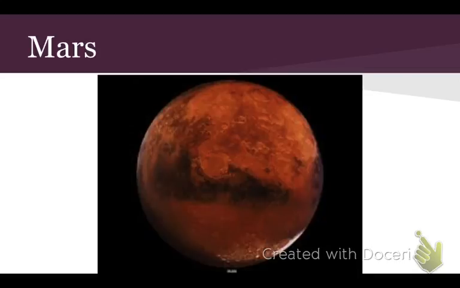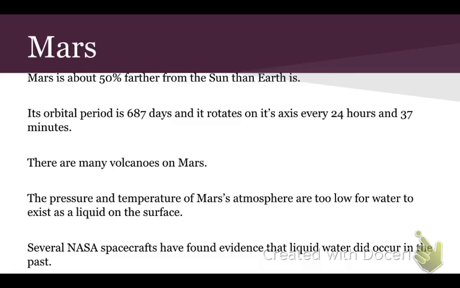Here is our picture of the red planet, Mars. So Mars is about 50% further from the sun than Earth is, so it's much further out than we traditionally think of it. Its orbital period is 687 days, which means it takes that many days to go around the sun once. And then it rotates on its axis once every 24 hours and 37 minutes. So a day is pretty close to that on Earth, but a year is almost twice as long.